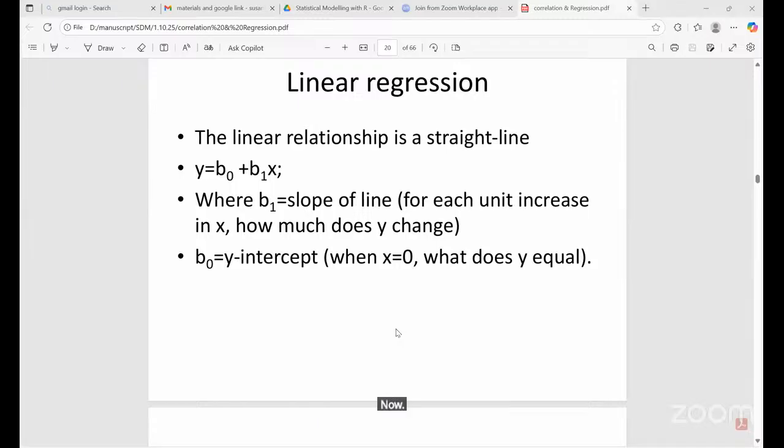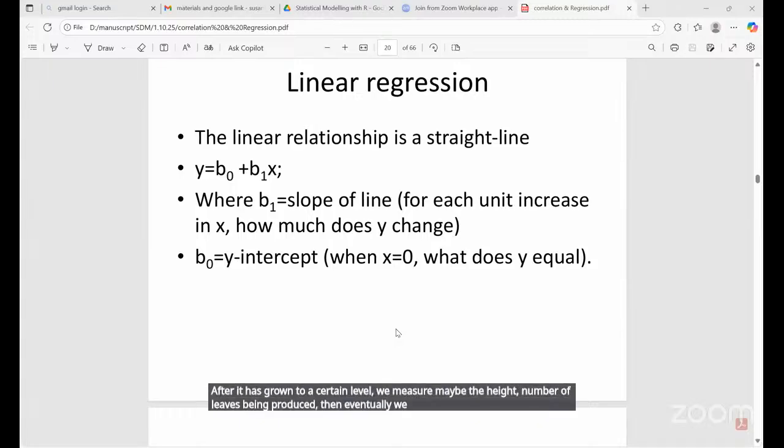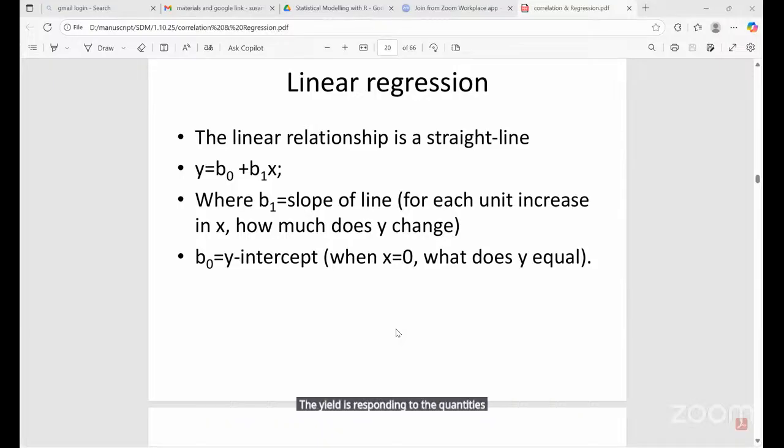Now, why do we call it a response? We call it a response after you've performed an experiment. For example, if we measure different quantities of fertilizer, apply it to the plots, then we plant corn. After it has grown to a certain level, we measure maybe the height, number of leaves being produced, then eventually we measure the yield. The yield is responding to the quantities of fertilizer you're applying to the plots.